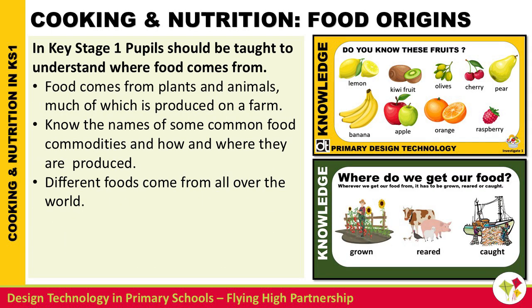As part of the cooking and nutrition curriculum, children need to know and understand where food comes from. In Key Stage 1, children need to know that food comes from plants and animals, much of which is produced on a farm. They need to know the names of some common food commodities and how and where they are produced, and they should also be developing an understanding that different foods come from all over the world.